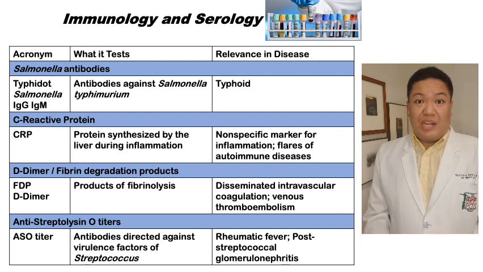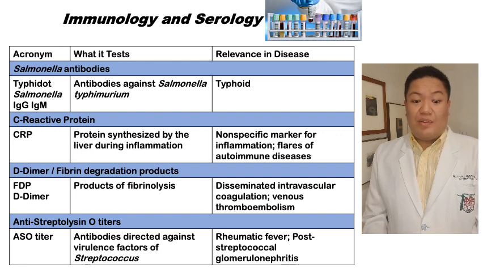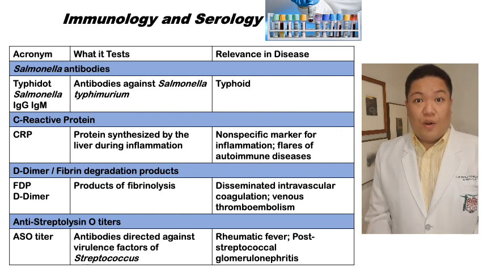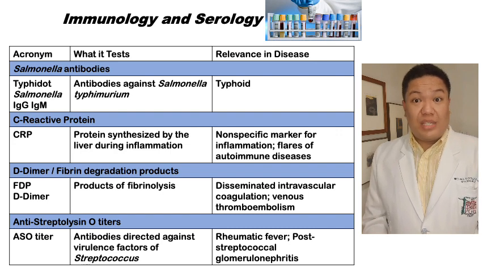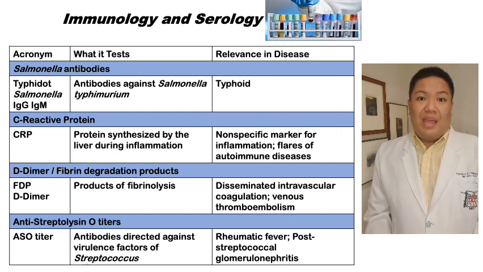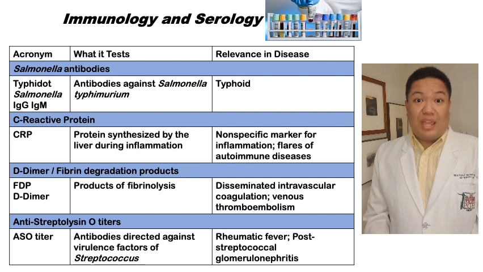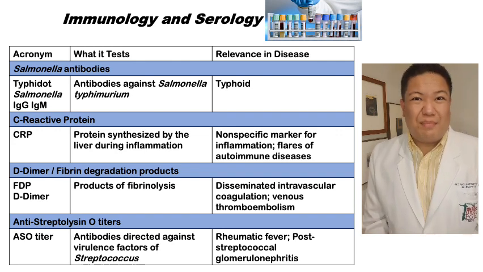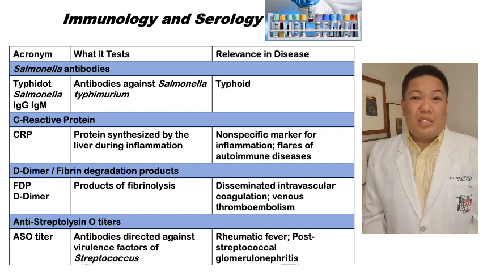FDP or fibrin degradation products, D-dimer, we request it especially in assessing for the possibility of DIC or disseminated intravascular coagulation, and also for deep vein thrombosis and pulmonary embolism. ASO or anti-streptolysin O titers, we request it especially for those who present with sore throat because it might eventually lead to post-streptococcal glomerulonephritis.